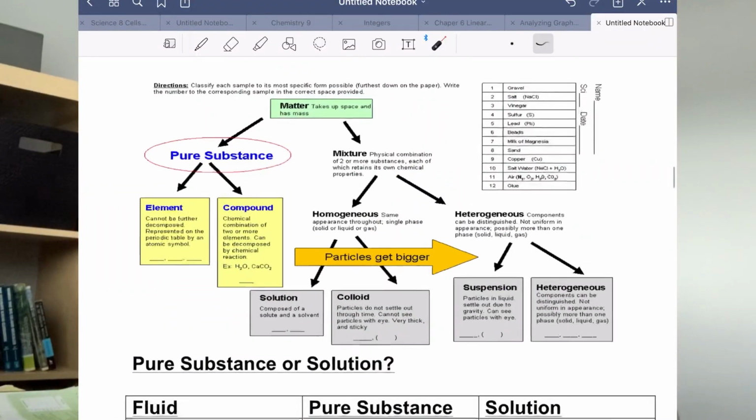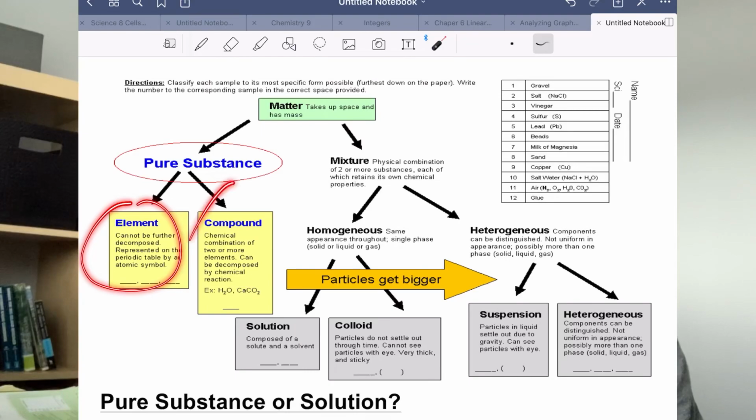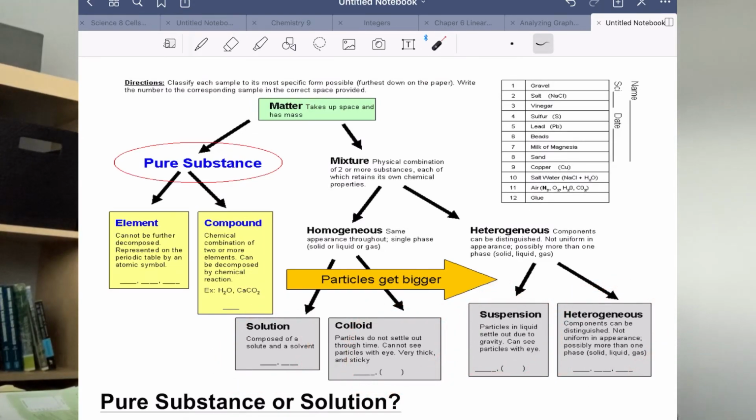When we look at this table right here, it's extremely important because it shows us how all matter in the universe is broken down. Matter is broken down into two things, pure substances and mixtures. Mixtures are broken down into 4 parts, and pure substances are broken down into 2. Elements and compounds make up pure substances, and we have solutions, colloids, suspensions, and heterogeneous mixtures, which are mechanical mixtures, that make up any type of actual mixture. After you understand all of that, you're going to be pros, and you're ready to go and do the next assignment, and you're ready to understand what we're going to do next.